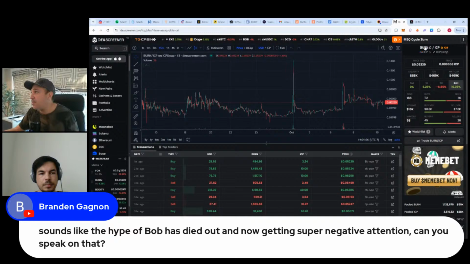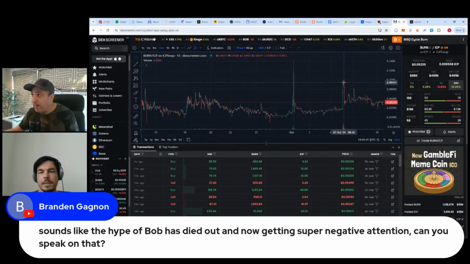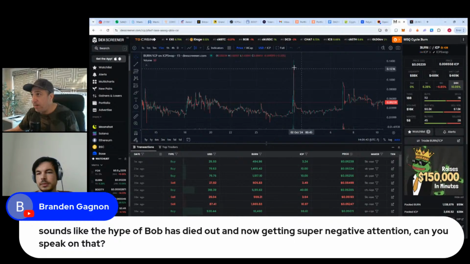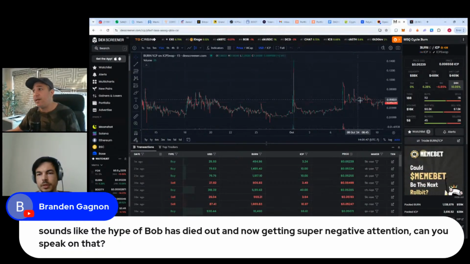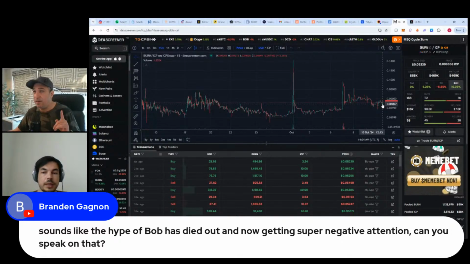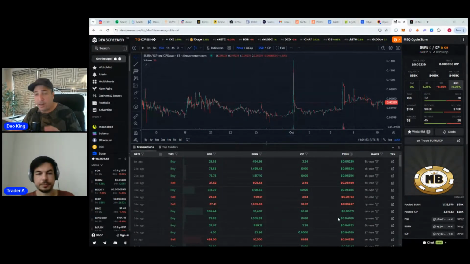This is the main one on ICP swap. 88,000 liquidity. They added liquidity here. They didn't add any here. They pumped it up, but they bought in and then added liquidity here. And traders like it when they add liquidity. So pro tip. Yes. So I personally think that Burn is doing a great job.